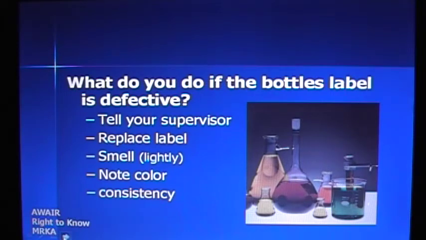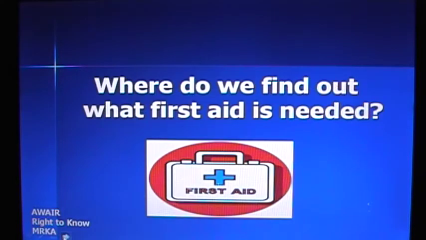What do you do if the bottle's label is defective? Well, you need to tell your supervisor and replace the label. And if you don't know what it is and someone's been exposed, you need to lightly smell it, note the color and consistency of the liquid, and try to figure out what it is. If not, if they've had a good dose of the chemical, you just bring them to the ER and they'll deal with it.